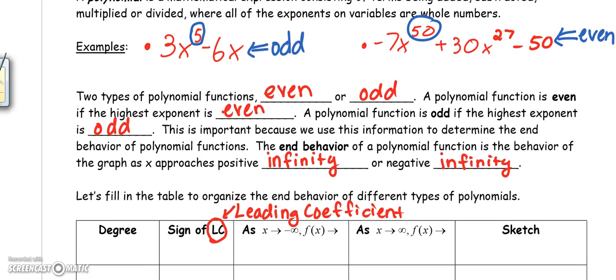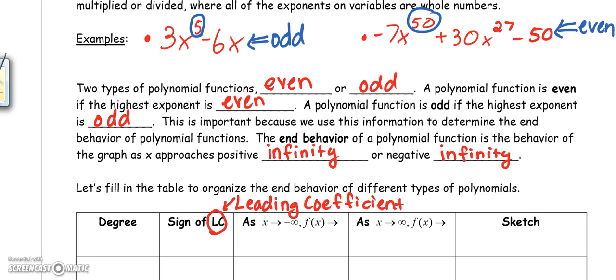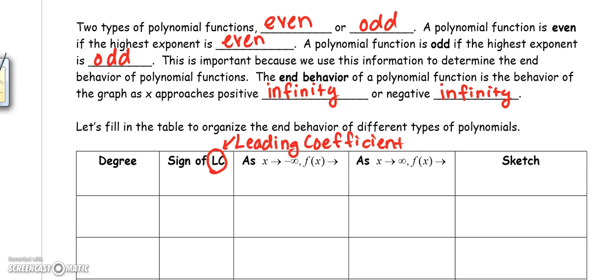So, for example, if we looked up here, the first function, 3, would be the leading coefficient because it goes with the term that has the highest exponent. If we look at the second example, negative 7 would be the leading coefficient because the highest exponent is 50 and negative 7 is with that term. So degree and the sign of the leading coefficient affect what our end behavior is going to look like.